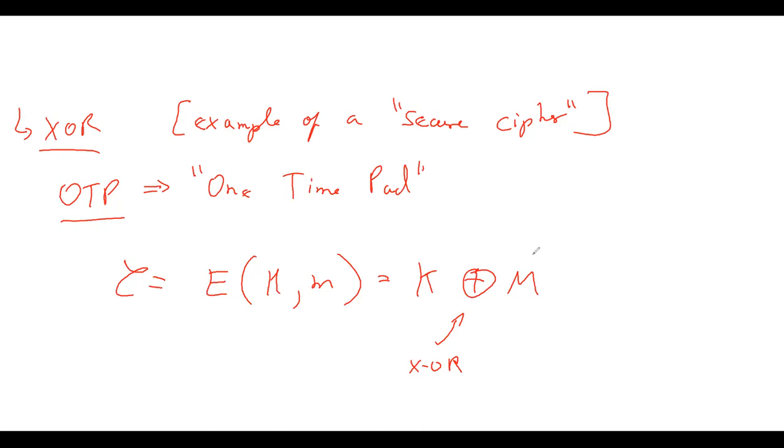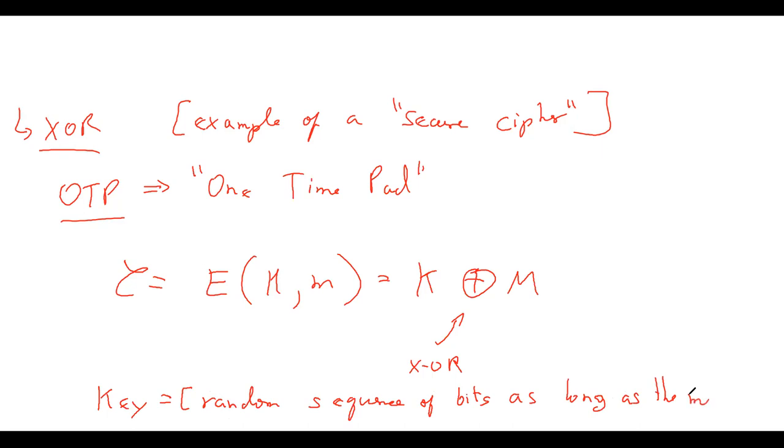But as it turns out, the OTP has an additional definition, and that is that the key needs to be random. Notice these words, because they're very important. It's a random sequence of bits, with an additional constraint: this random sequence of bits is as long as the message itself.